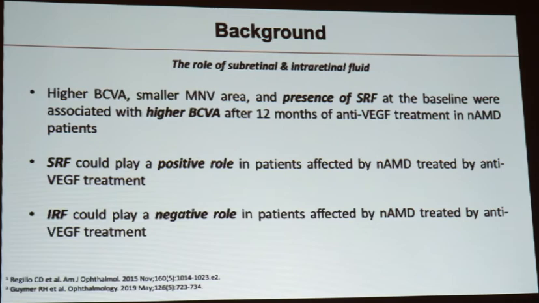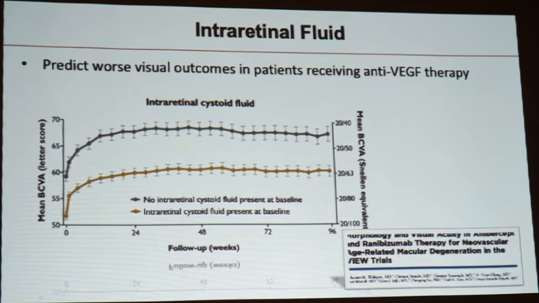And this was due to the results of the VIEW study. The VIEW study is the registration trial of aflibercept, you know, in which they reported that patients affected by intraretinal fluid at baseline had lower visual acuity at baseline, lower gain of function during the follow-up, and lower final visual acuity. So for this reason, intraretinal fluid is a bad predictor of the final outcome of patients.